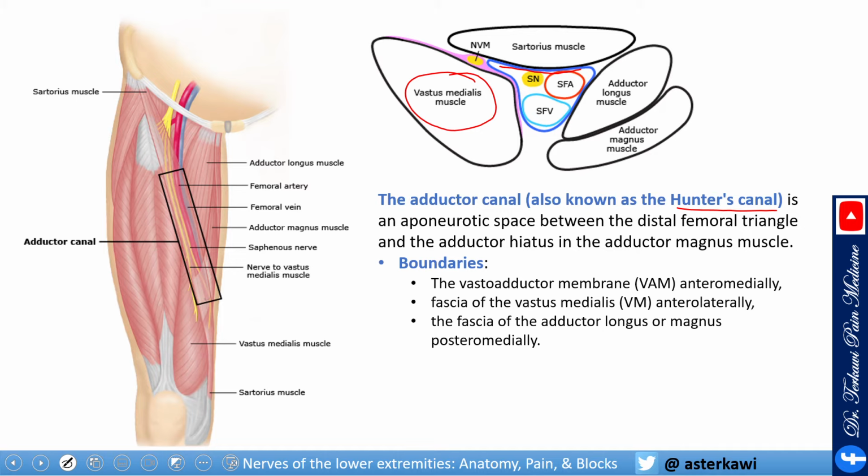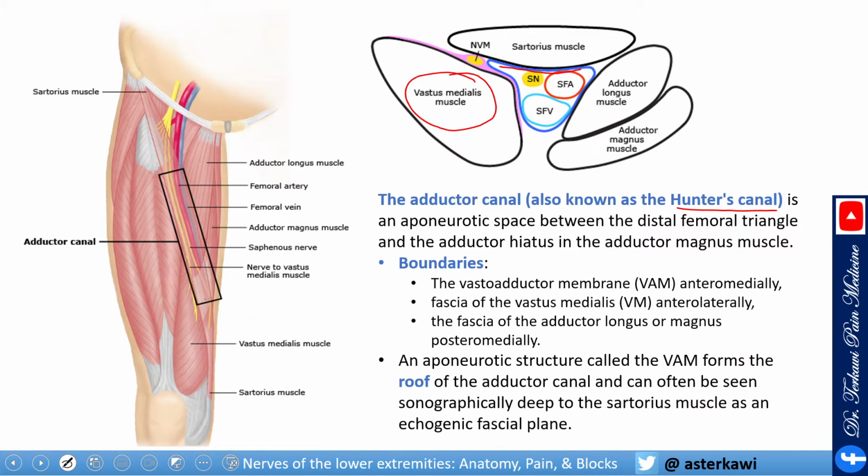laterally you have the vastus medialis, medially you have the adductor longus, and superiorly you have the sartorius muscle.